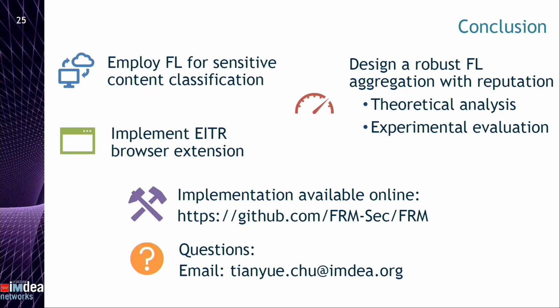First, we employ federated learning for sensitive content classification, and we design a robust federated learning aggregation combining a normal combination with a subjective logic model and a tag detection scheme. We also conduct theoretical analysis and experimental evaluation to show that our solution outperforms other solutions in terms of convergence and achieves the most consistent success rate. In the end, we implemented and validated with real users using our Ether browser extension. Our implementation is online, and if you have any questions, we are happy to take them.